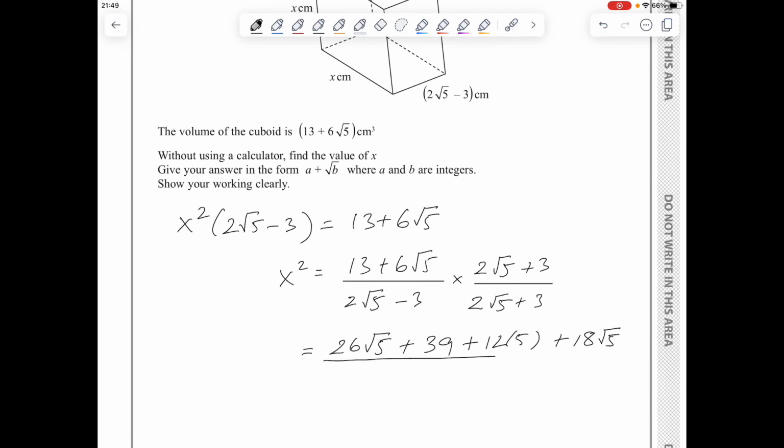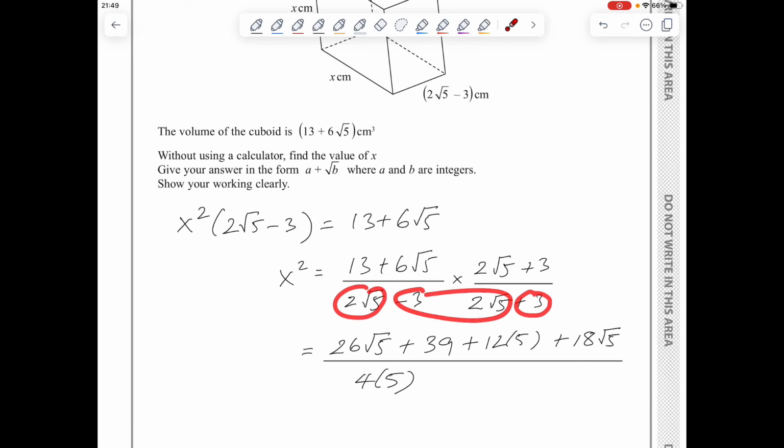Now in the denominator I have the difference of two squares. 2 square root 5 times 2 square root 5 gives me 4 square root of 25, so it's 4 times 5. Then I get 2 root 5 times 3, which is 6 root 5, minus the same thing, and those will cancel out. And finally, I get a minus 3 times plus 3, which is minus 9. Let's simplify.